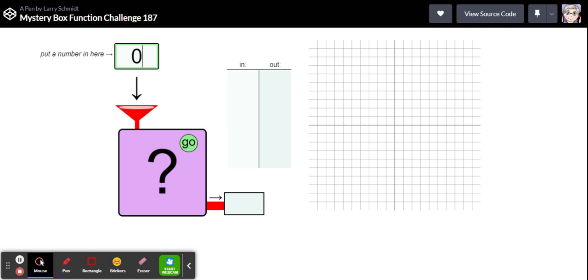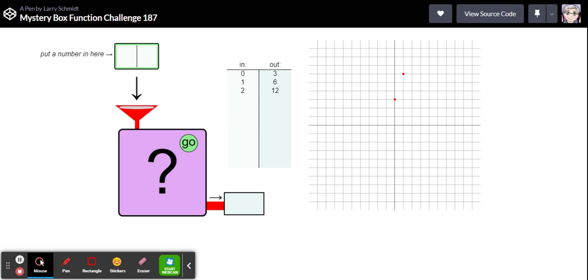Okay, let's start with a 0. 0 gives us 3. How about a 1? 1 gives us 6, so maybe a line with a slope of 3. How about a 2? Gives us 12. So that looks like a curve. First it goes up by 3, then it goes up by 6.